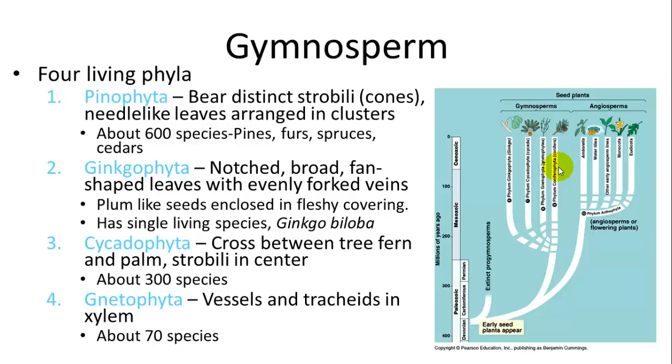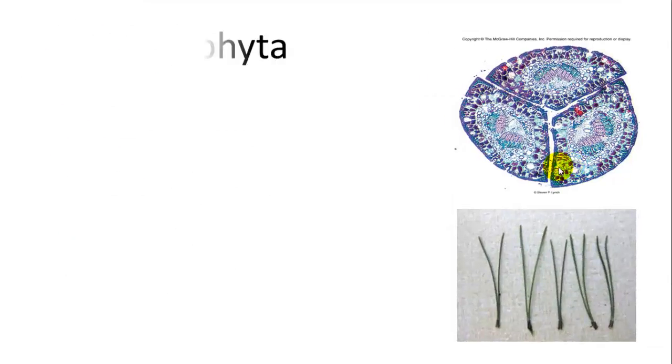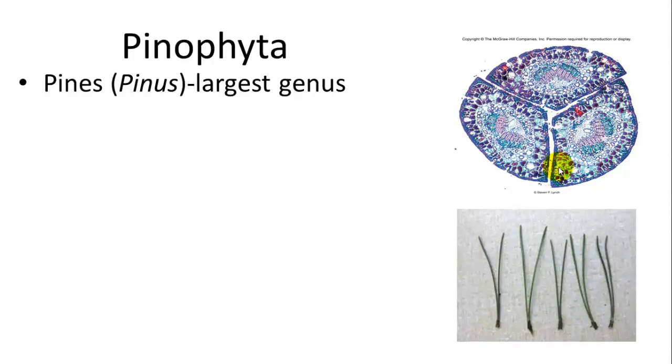We'll have a couple pictures of them. So the ginkgo biloba tree is the one living species. Then we have Cycadophyta. There's about 300 species of those, and they kind of look like ferns or palm trees. They have strobili in the center. Then we have Gnetophyta, which have vessels and tracheids in the xylem. So most other ones do not have both. There's about 70 species of those. So we're going to go through each of these phyla, starting with Pinophyta, and that one's going to be what we spend most of our time in.